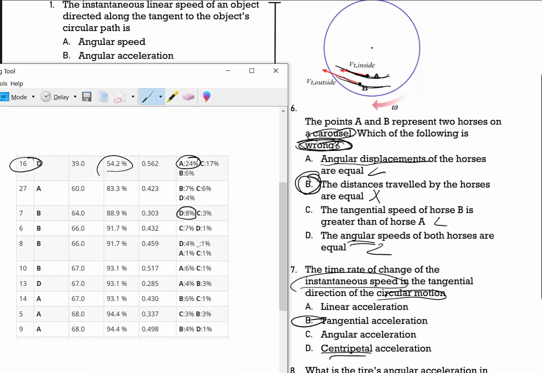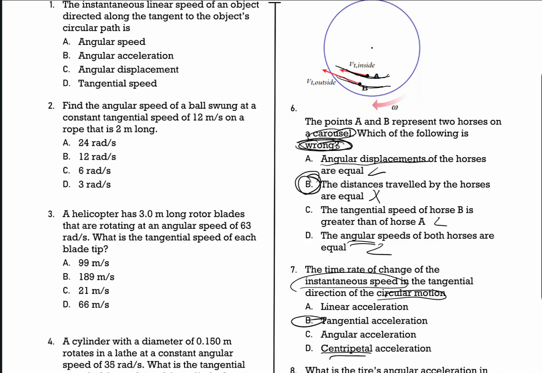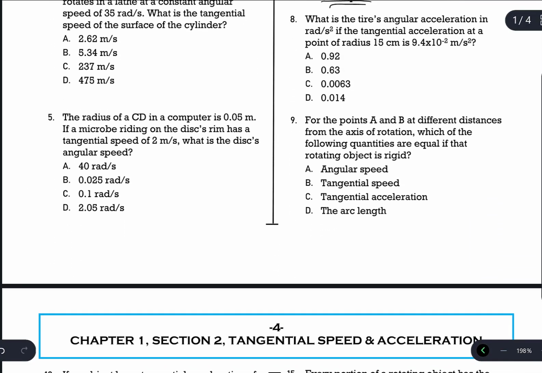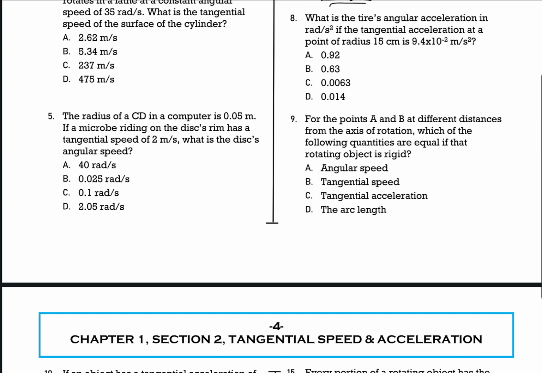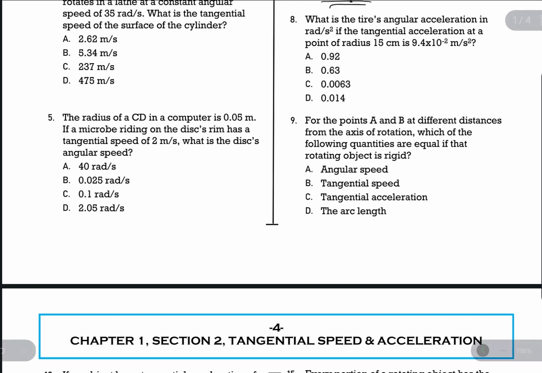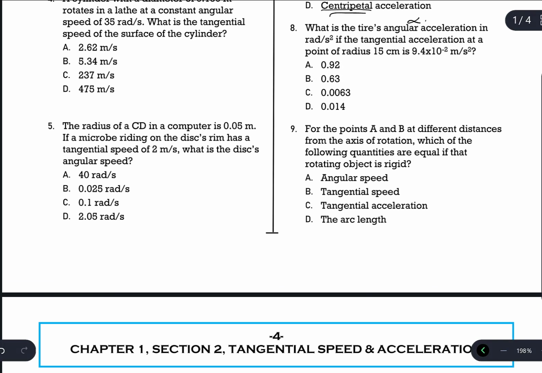Question number 8, it is this one. What is the tire's angular acceleration? The question asks about alpha in radians per second squared, if the tangential acceleration at a point of radius 15 centimeters is 9.4 times 10 to the power negative 2 meters per second squared.